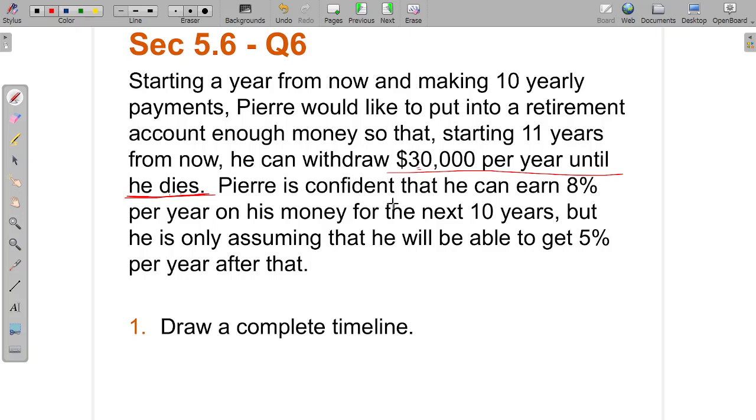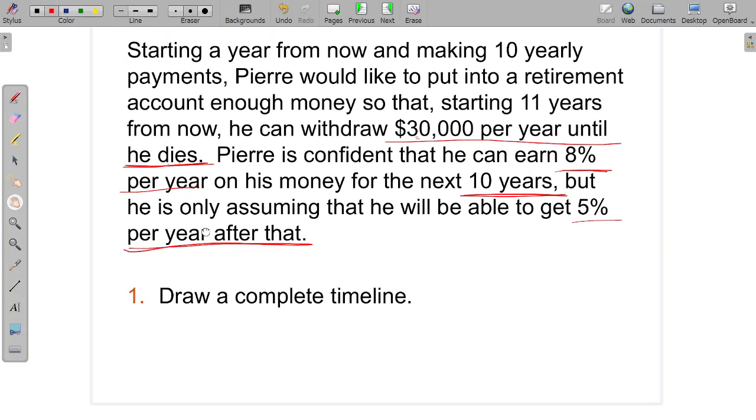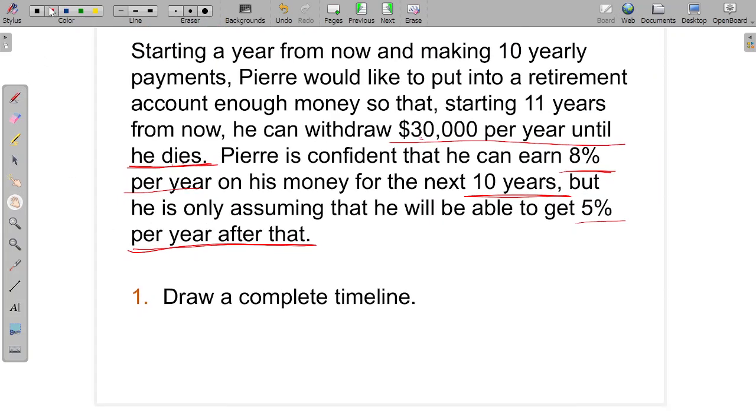Perry is confident that he can earn 8% per year on his money for the next 10 years. But he is only assuming that he will be able to get 5% per year after that. So we need to draw a timeline. The first thing is to draw a timeline.